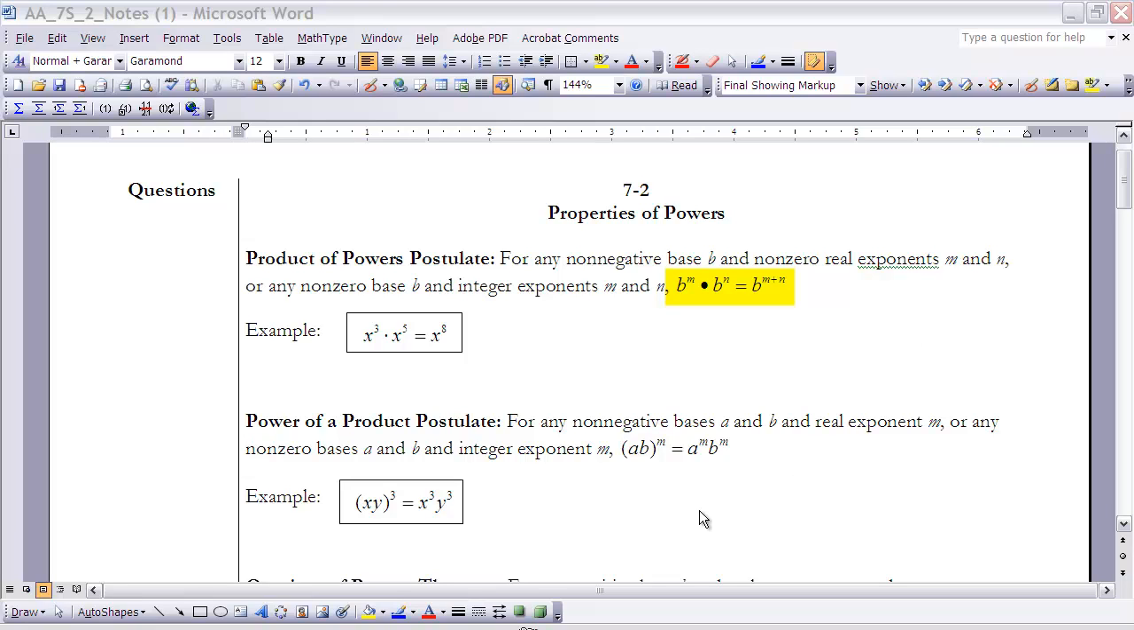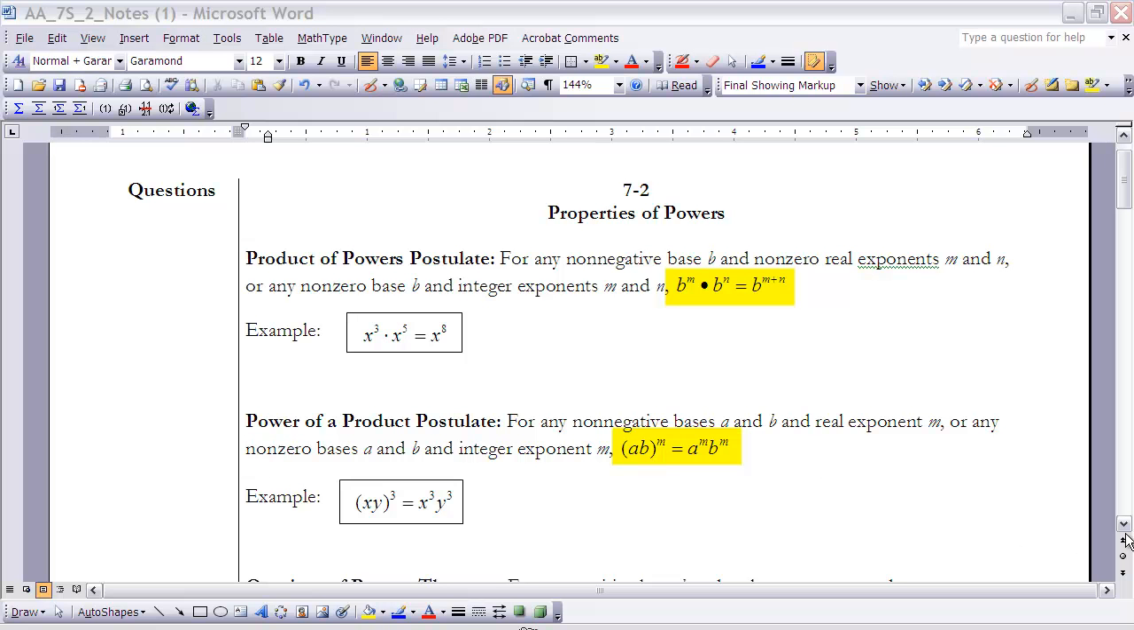Next we have the power of product postulate, which just says that if I have the product of two numbers like a and b, and I raise it to some power m, that's the same as saying a to the m times b to the m. In other words, we distribute the m to both of the variables inside the parentheses. Once again, a and b have to be non-negative bases, and m has to be a real exponent.